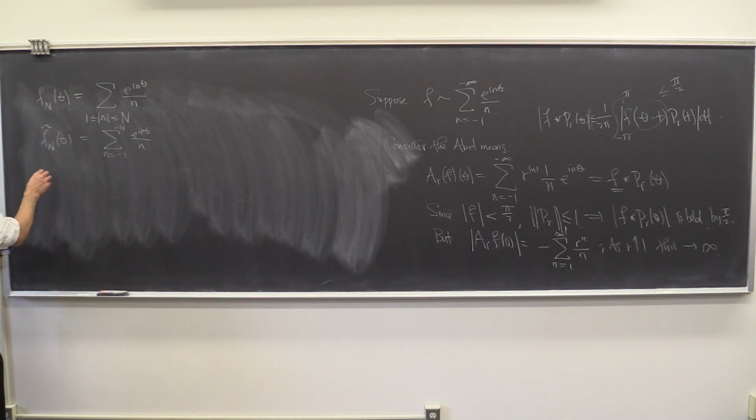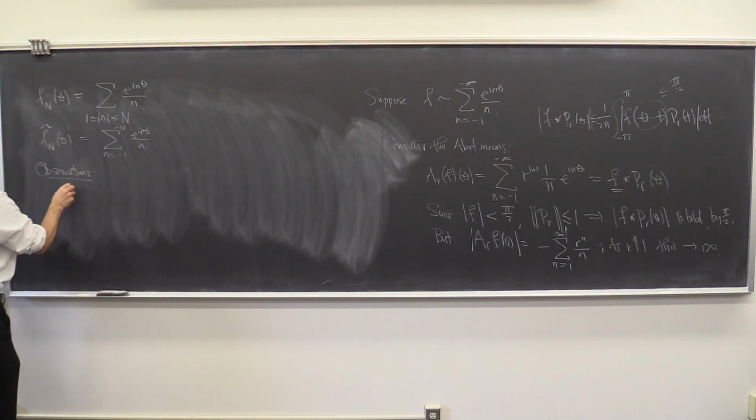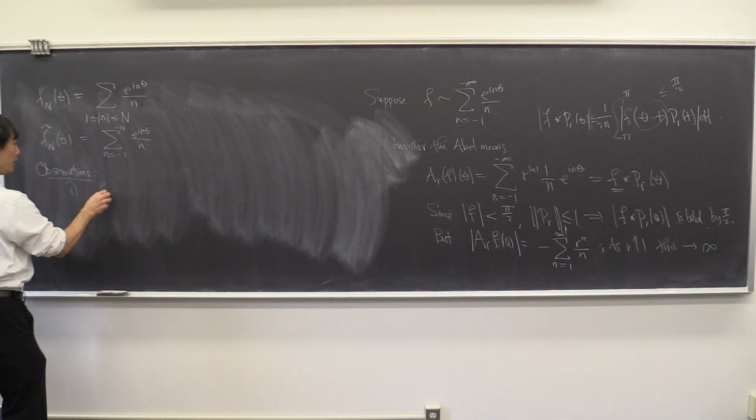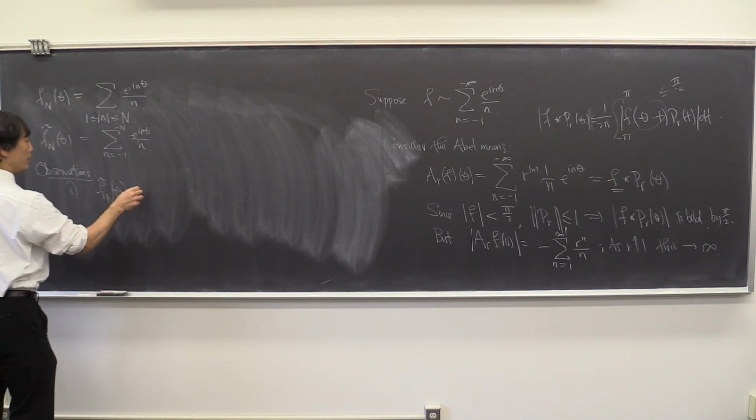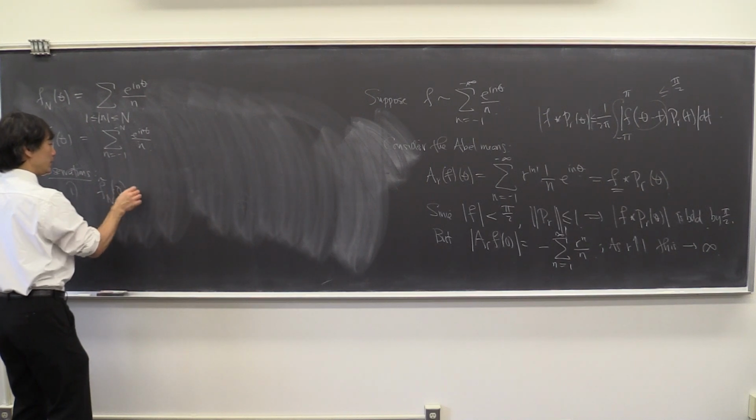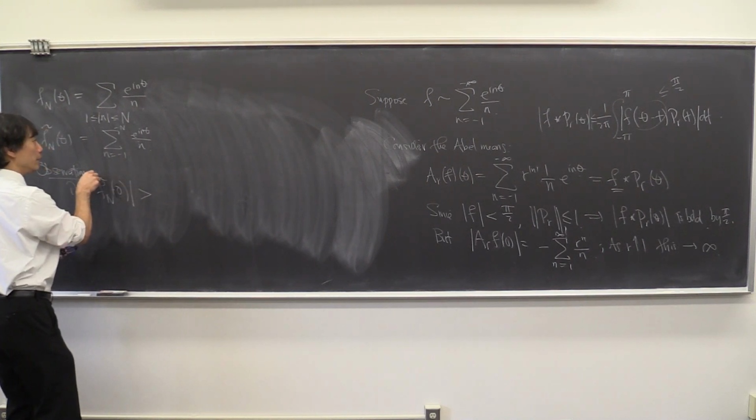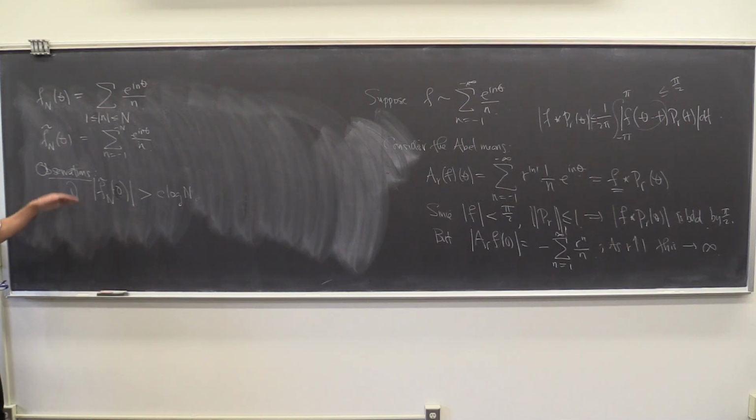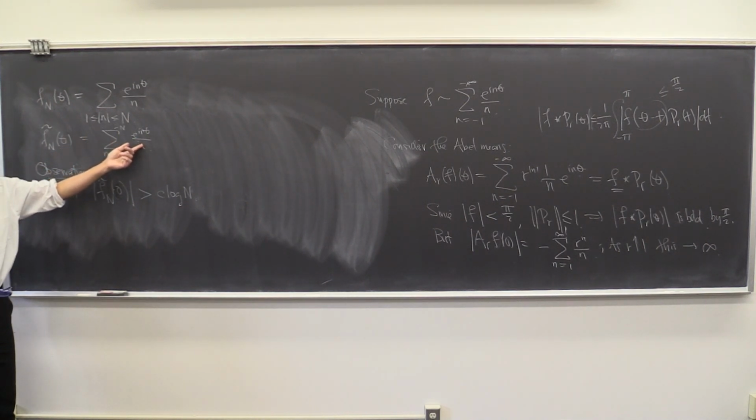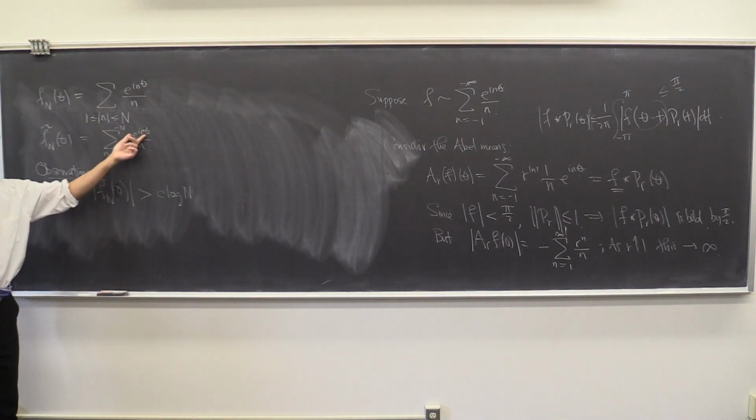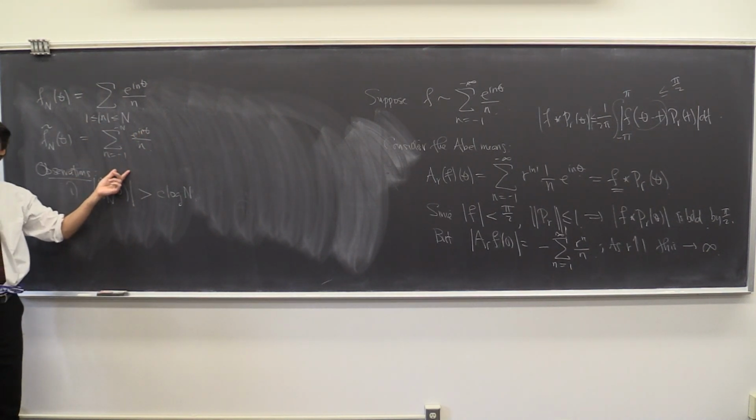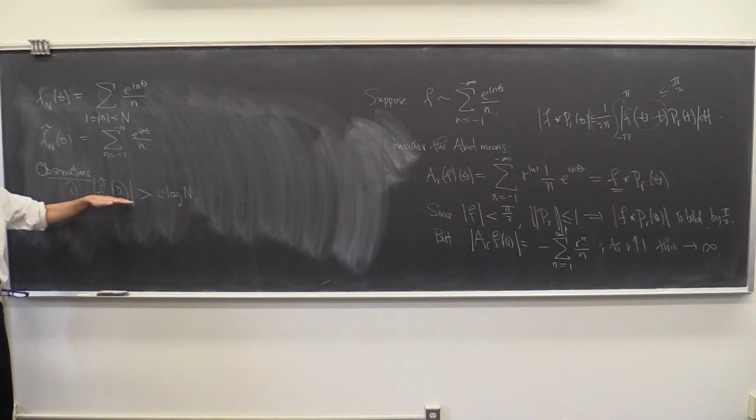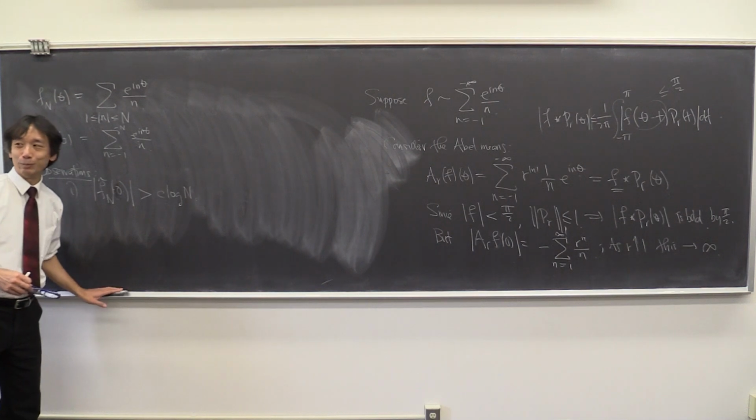We'll make two observations. The first is that f_n tilde at 0 is in size bigger than some constant times log of n. That's straightforward, because f_n at 0 is just going to be 1 over n, and you're summing from 1 to n. So that's just the integral test or something like that. You've seen this in Calc 2 probably.